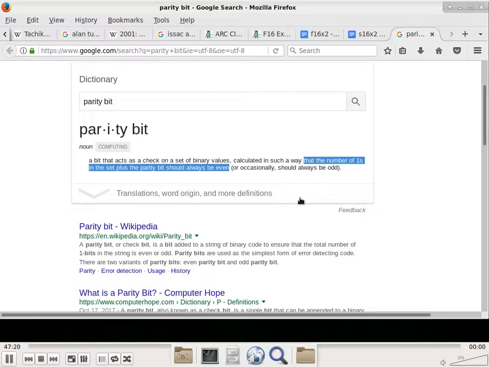So the usual way is to set it up as even parity, and that's why you have 7-1-E. The E stands for even parity, and odd parity is really odd. No pun intended. It's unusual.